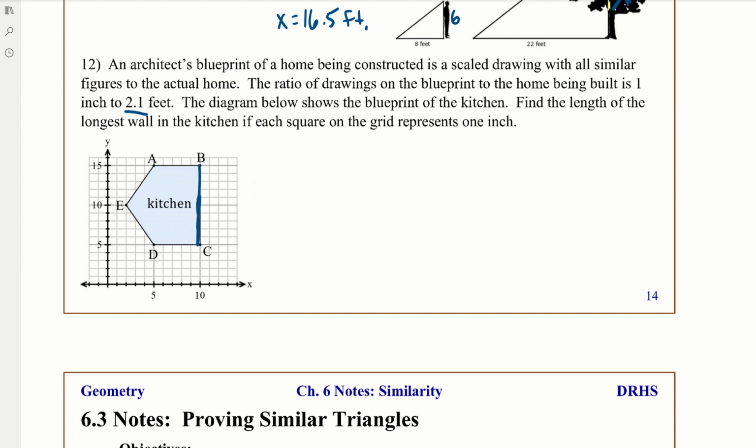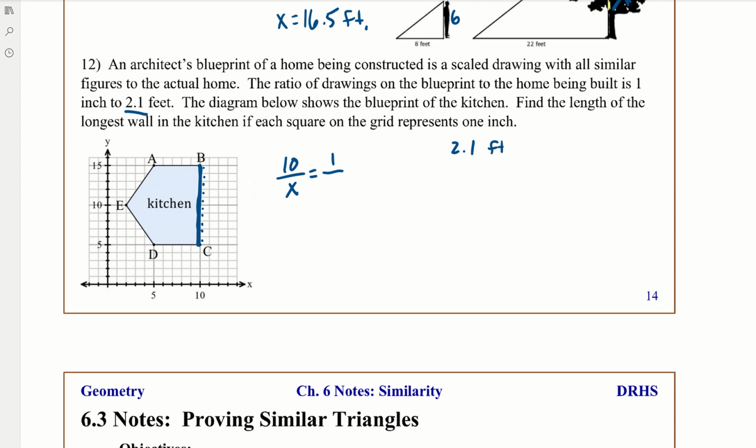Okay, to me it looks like this is the longest wall. That length in inches is 1, 2, 3, 4, 5, 6, 7, 8, 9, 10 inches on the diagram. I don't know what that length is in the real house. That's what I'm trying to figure out. But I also am told that the scale factor, the ratio of the drawing, is that 1 inch in the drawing results in 2.1 feet in the real house.